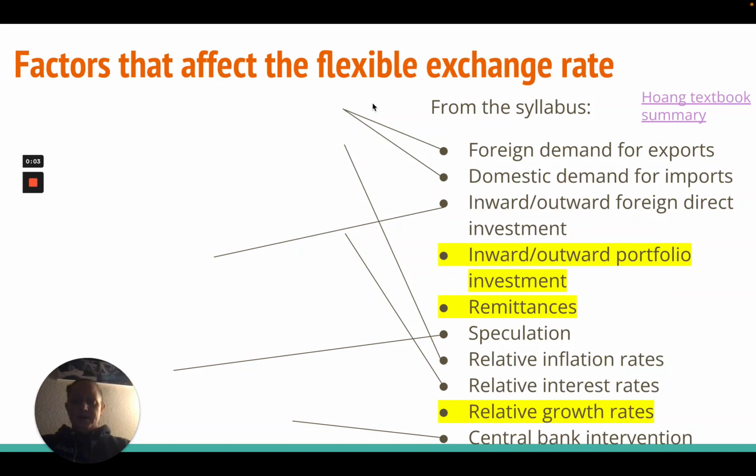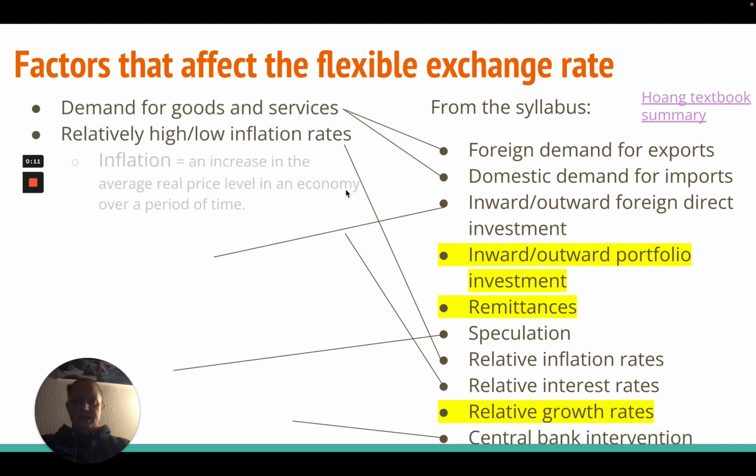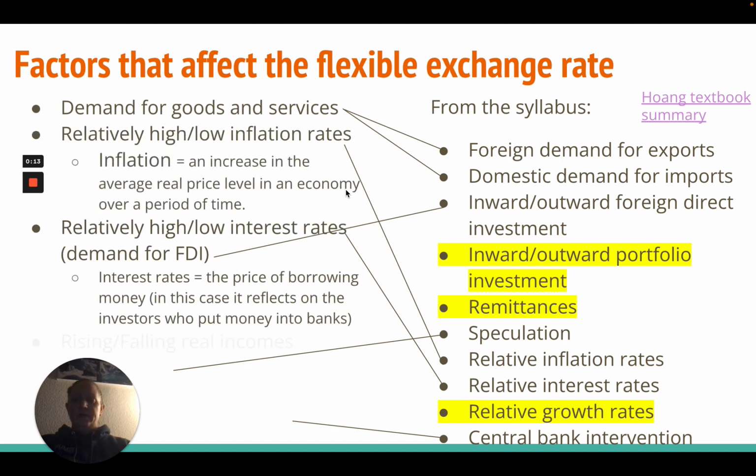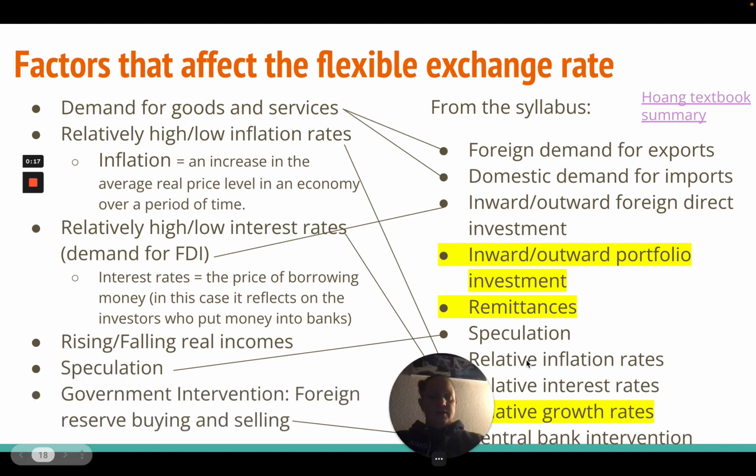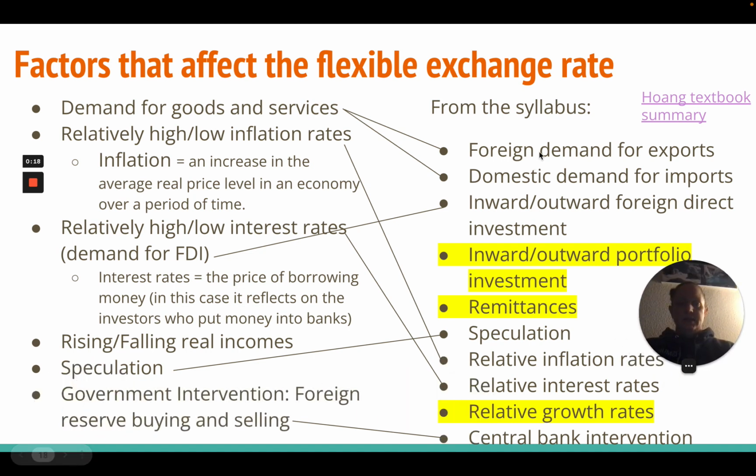Hi everyone, I'm just going to talk you through the determinants of what changes exchange rate demand and supply curves. I'm going to go through these in different areas, and then I'm going to focus on the ones the syllabus does. Please, if you need more help, take a look at this textbook as it summarizes in this order very well. So, the demand for goods and services.